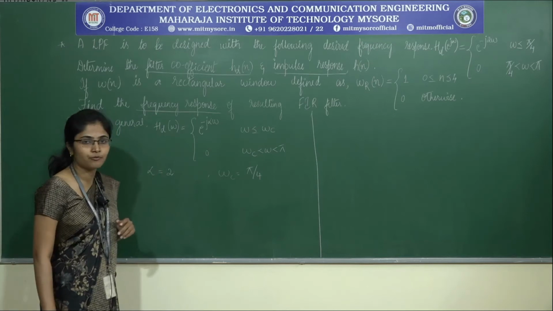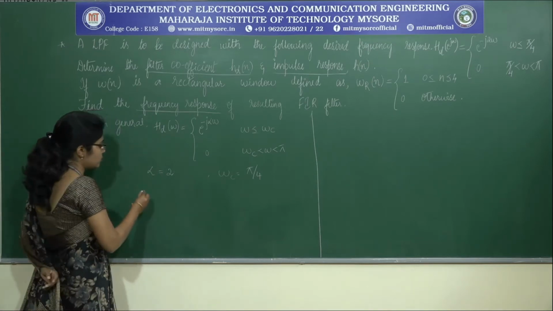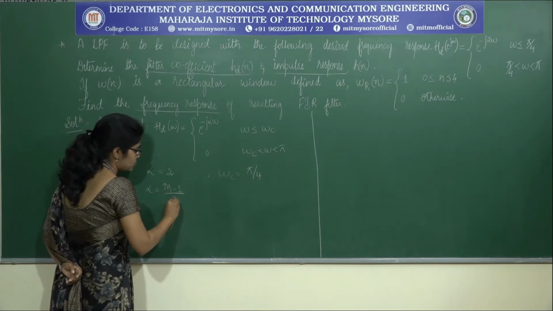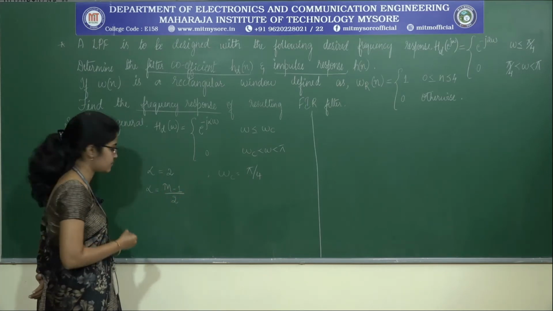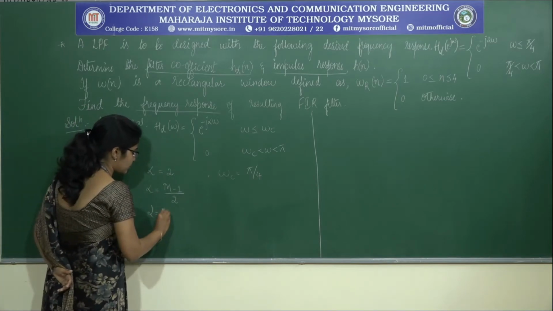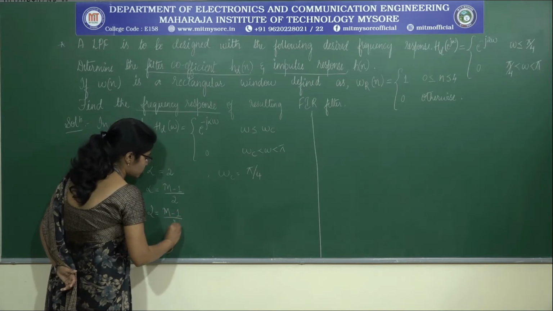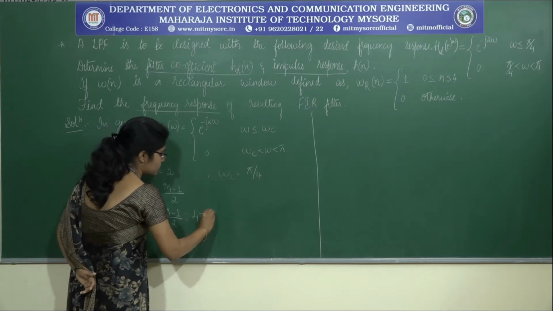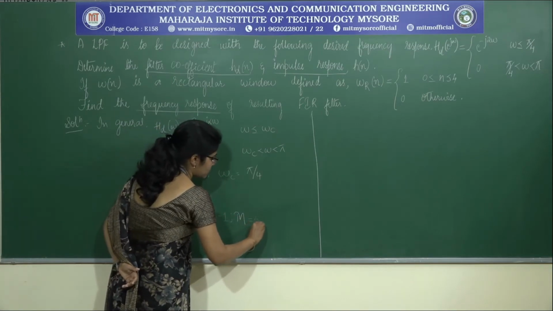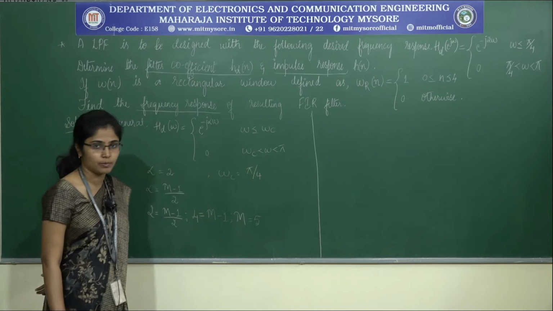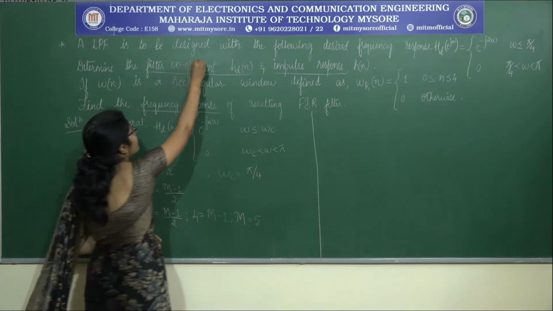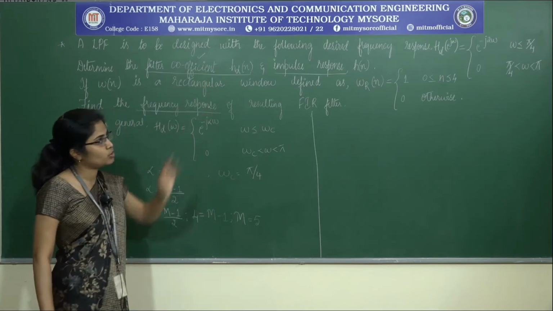So now let me try to find out the value of m. So we know alpha is equal to m minus 1 by 2 from the phase characteristics. So what is alpha? Alpha is 2. So 2 is equal to m minus 1 by 2. If I simplify this, it is 4 which is equal to m minus 1. Therefore the value of m is equal to 5, which is an odd number. Now let us try to find out Hd of n first, then let us move on to h of n.